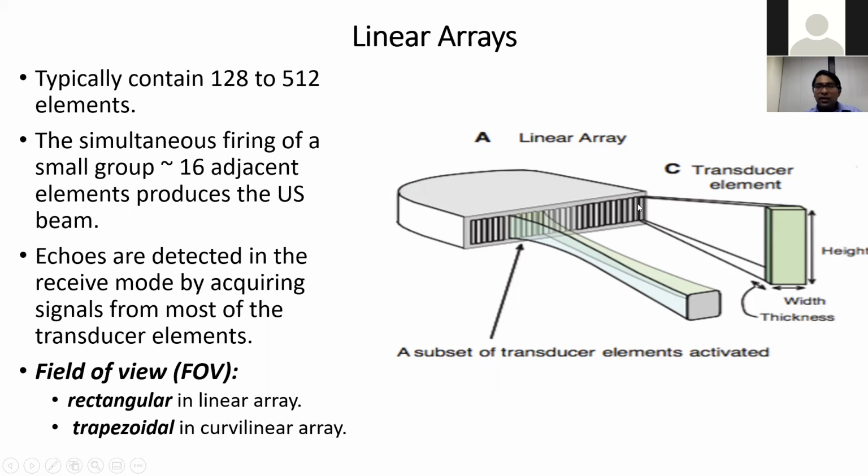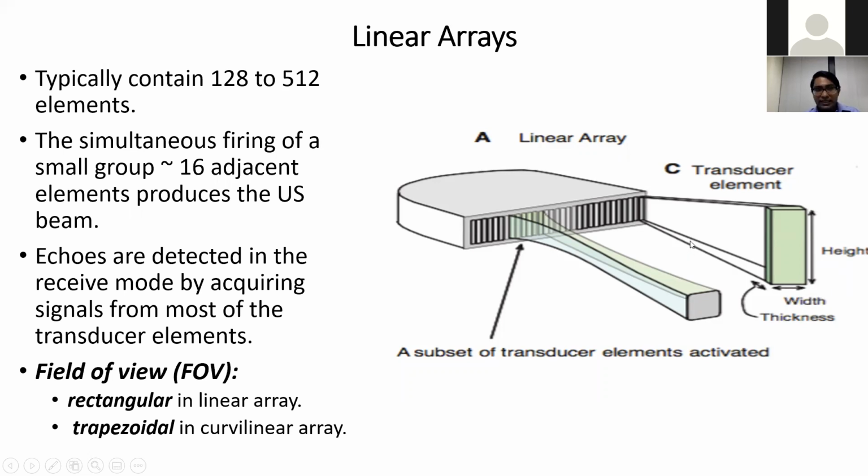Within an element, there are two important parameters that we want to know. One is the width of that element, and the other is the height of that element. Remember that the piezoelectric material is vibrating in all directions, so that's why both width and height play an important role in ultrasound imaging. And we'll talk a little bit more about this later, the role of width and height of a transducer element.